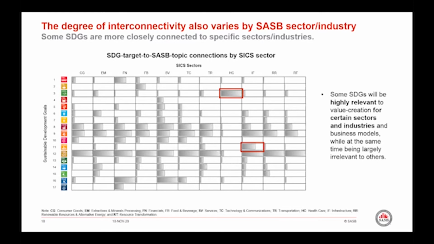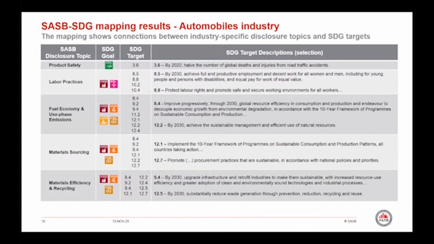This slide here shows the SASB disclosure topics for the automobile industry. If you were to go into the SASB website and download the free standard for the automobile industry, you would see that that standard includes 5 disclosure topics. And what this table is showing is that these disclosure topics map to different SDG targets, SDG goals. And let me just point to a couple of examples to show how we at SASB made these connections.